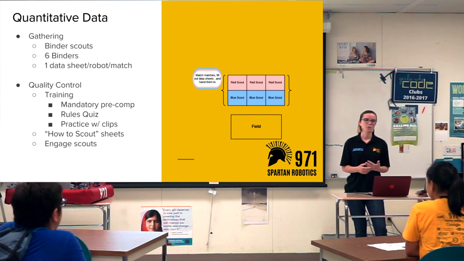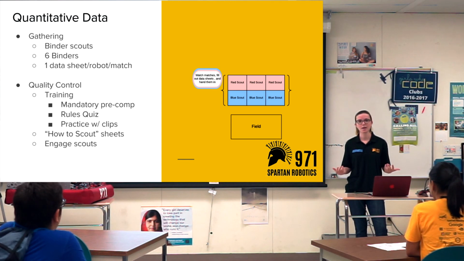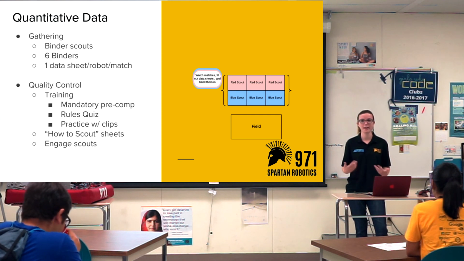And also for quality control, engage the scouts. If they've been sitting there for 6 hours straight and no one has talked to them, I mean, your data's going to take a dive in quality. Because, I mean, after a certain amount of time, they're really losing their interest and their attention. So just want to make sure you're consistently engaging your scouts, talking to them, make sure they get breaks, etc.